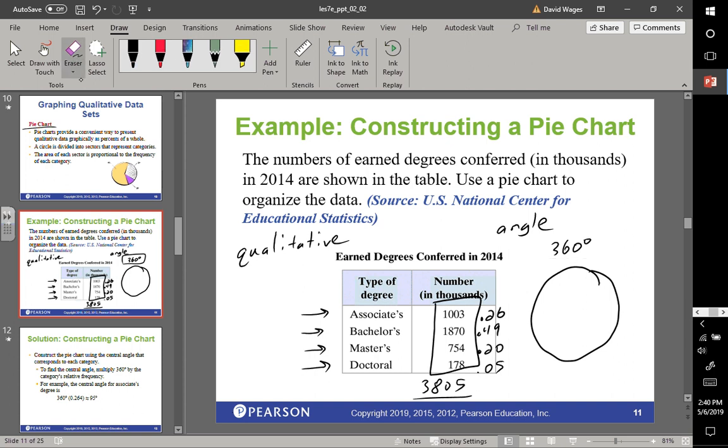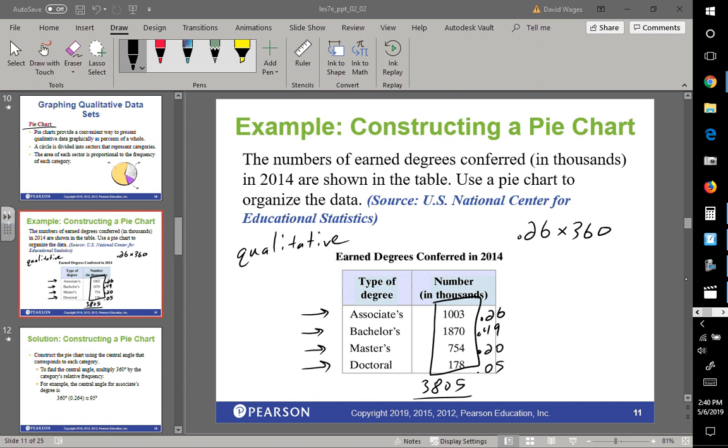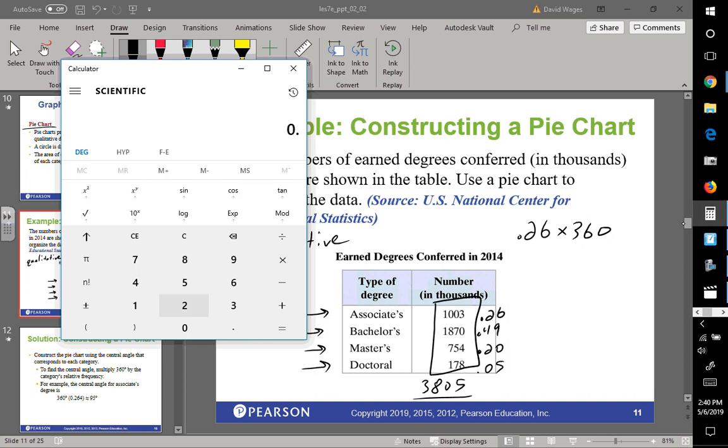Let me erase a little bit over here. So for this first one, we want 26% of 360. 26% of 360. So of means multiply. So we take our percent in decimal form times 360. Oh, wrong button. 0.26 times 360, 93.6 degrees.